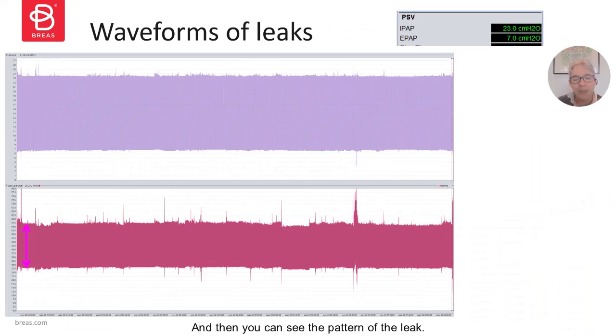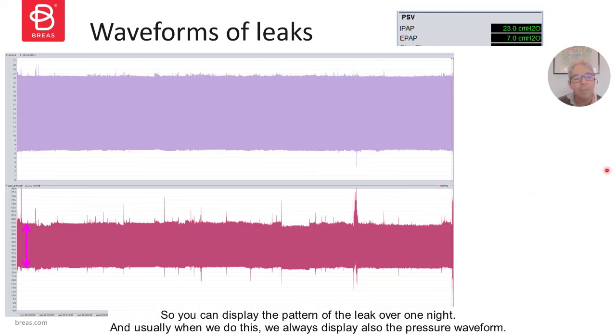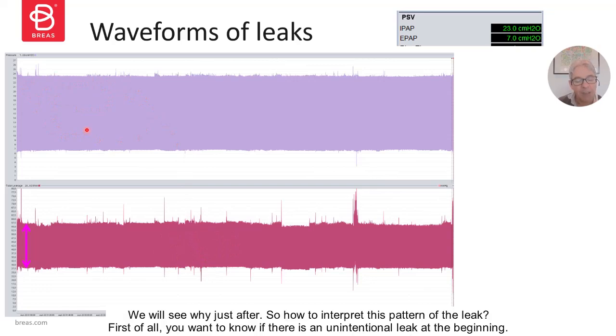And then you can see the pattern of the leak. So you can display the pattern of the leak over one night. And usually when we do this, we always display also the pressure waveform. We will see why just after. So how to interpret this pattern of the leak?